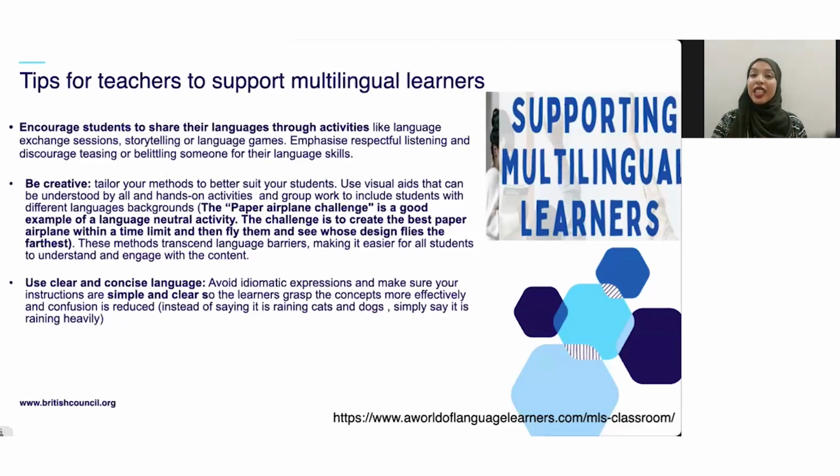Next one, you need to use clear and concise language. Avoid idiomatic expressions. Instead of saying, "Oh, it's raining cats and dogs," just simply say it's raining heavily. Your instructions need to be simple and clear. To do so, you can speak a little bit slowly and pronounce words vividly so that your students can understand. And you can always use gestures and body language, because sometimes when the language is not understood, gestures and body language can convey the meaning.